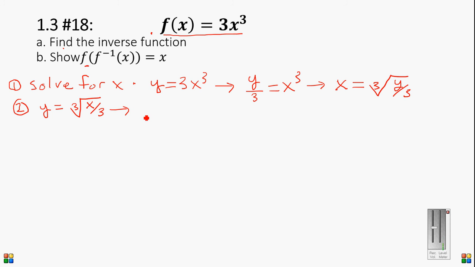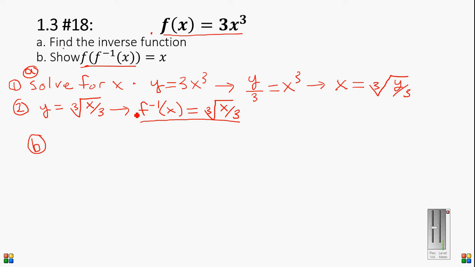And then we typically rewrite that as f inverse of x, the inverse function, is equal to the cube root of x over 3. Just like so. That would be the A part of this problem. So A is that part up there. There is our original function and our inverse function. Now on step B, it asks us to do something a little different. It says show that f of f inverse of x equals x.